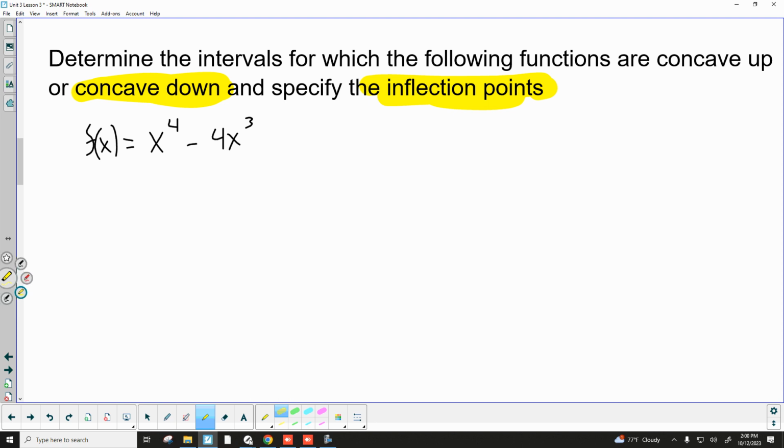When is it concave down? From 0 to 2. I'm just going to guess. Okay, that's the key. Well, right. No, 0 to 2.